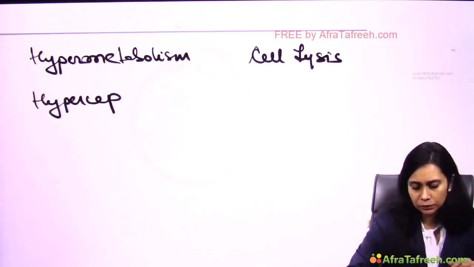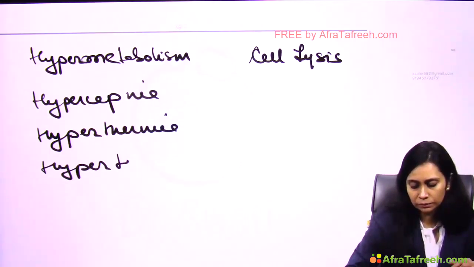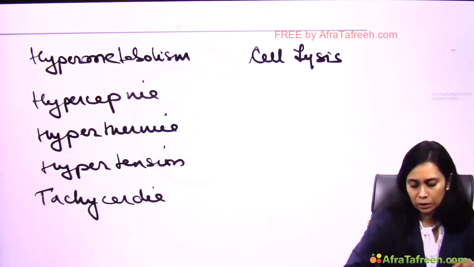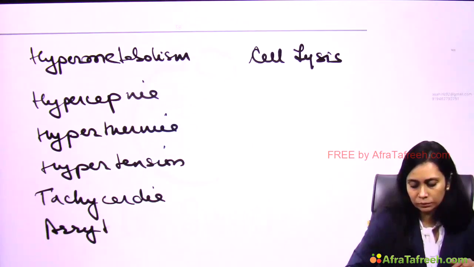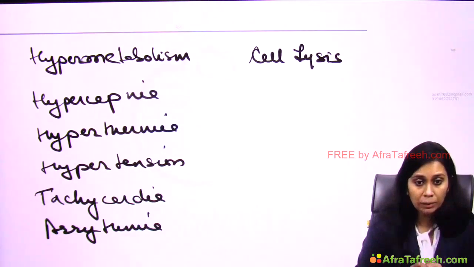So because of hypermetabolism: hypercapnia, hyperthermia, hypertension, tachycardia, arrhythmia. Hypercapnia, hyperthermia, hypertension, tachycardia, arrhythmia, right?